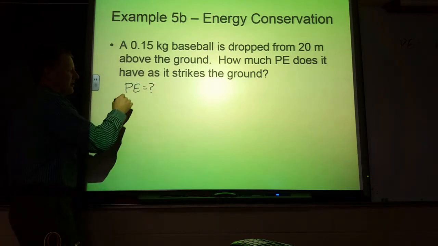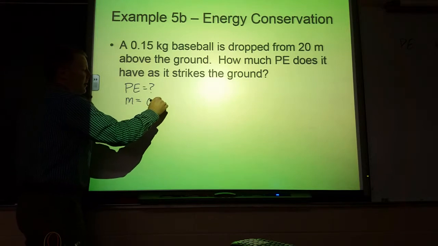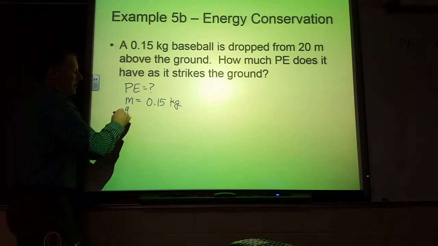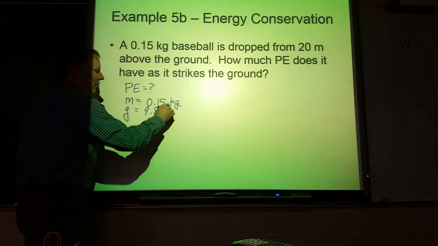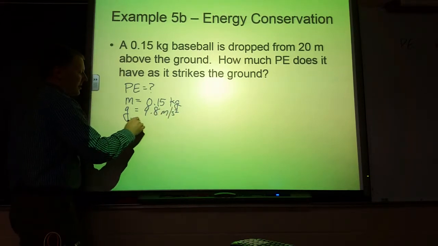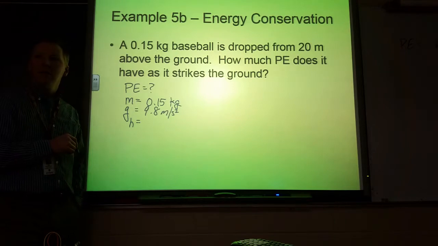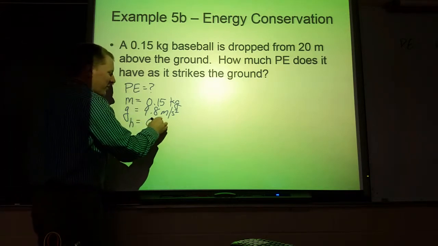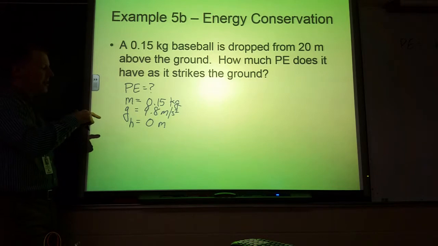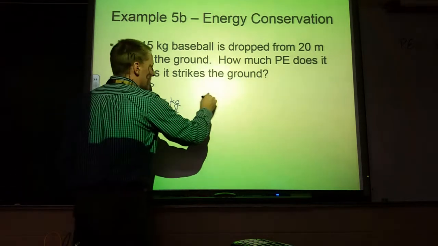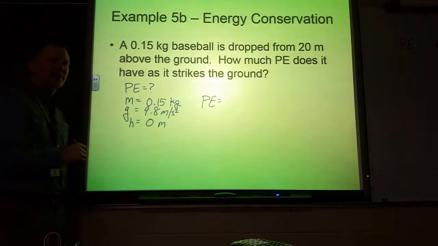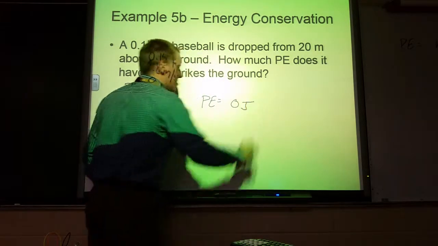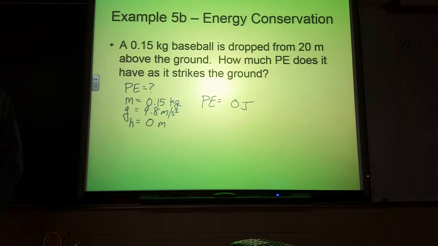We want to find potential energy, we know the mass, 0.15 kilograms, we know g. What is the height as it hits the ground? 20 meters? It's 0 as it's hitting the ground. It started at 20 meters, but now the point we're looking at is as it strikes the ground, so 0 meters. So how much potential energy does it have? 0. 0 joules. Doesn't that break the law of conservation of energy? Didn't it just lose 29.4 joules of energy?